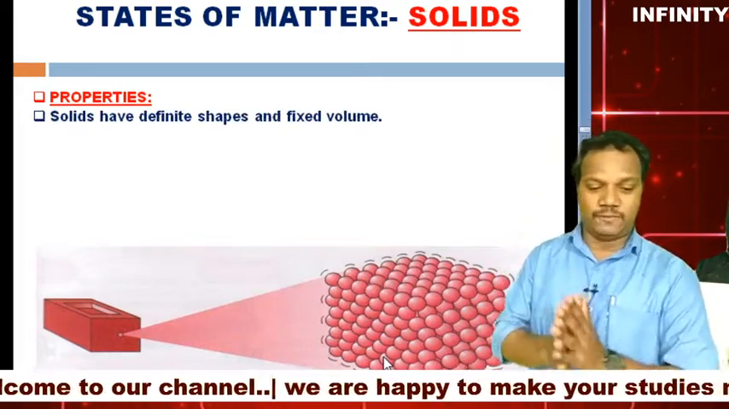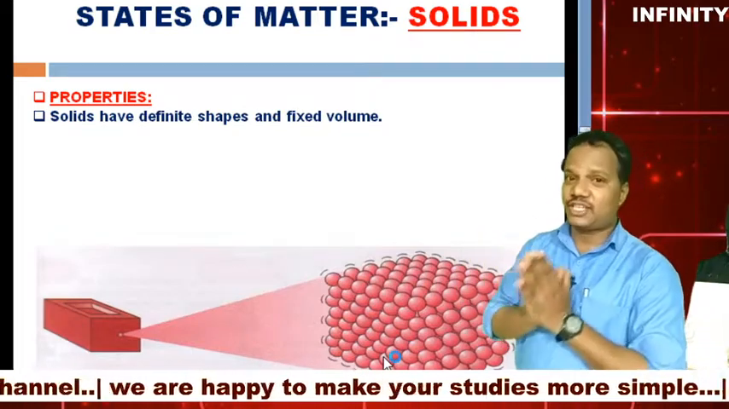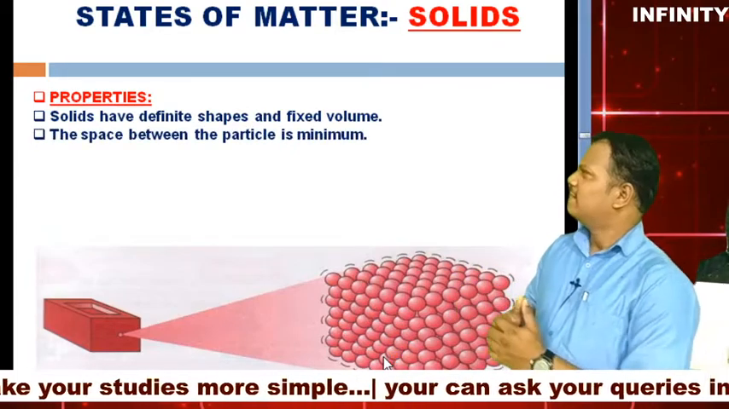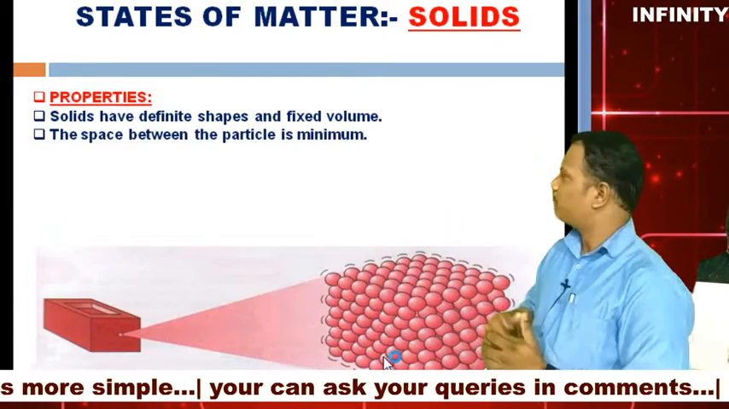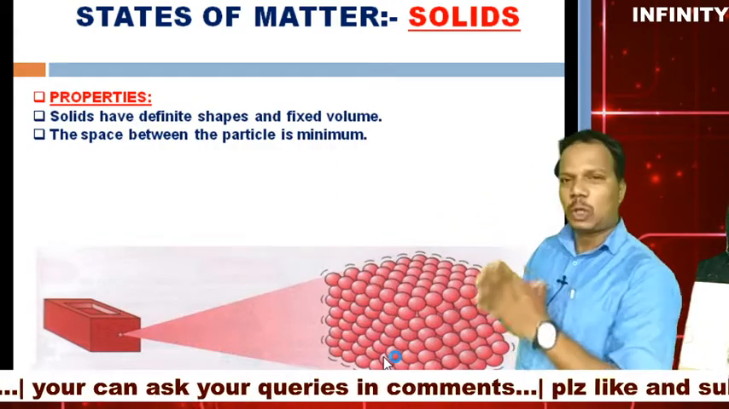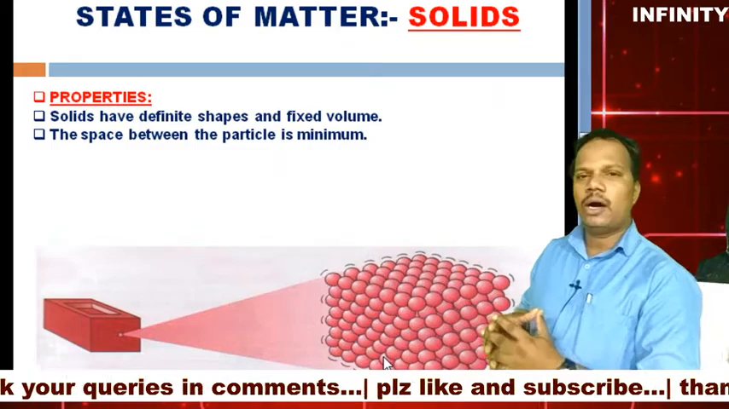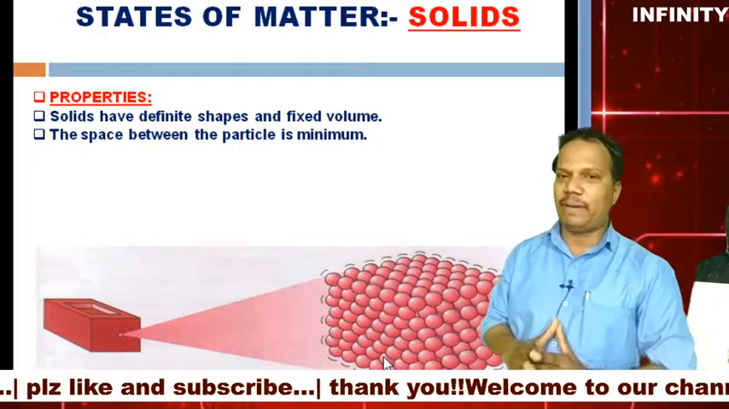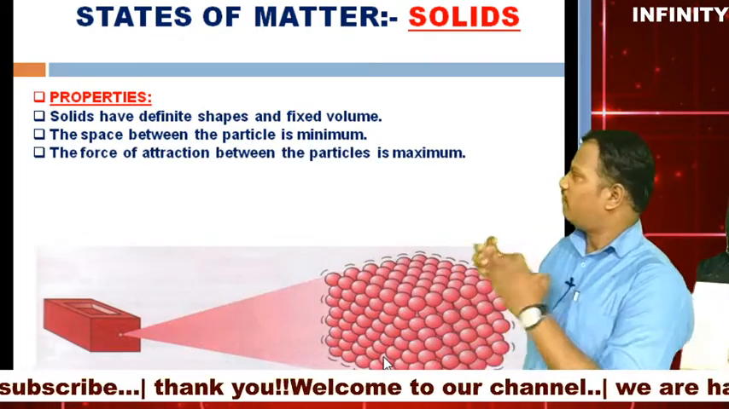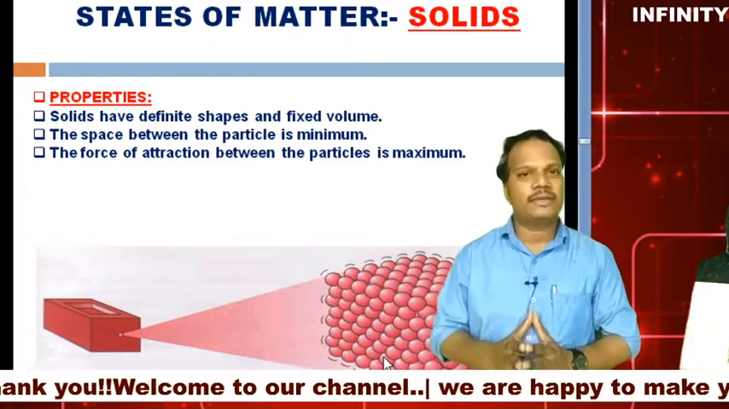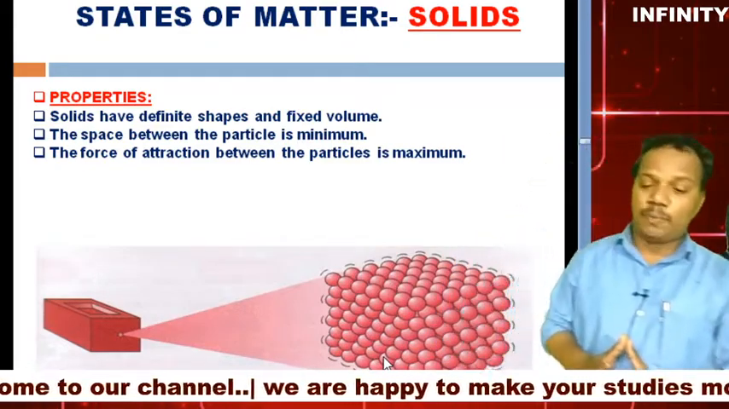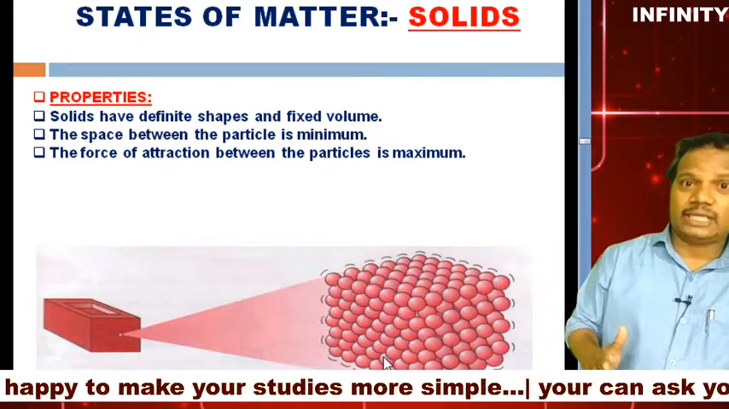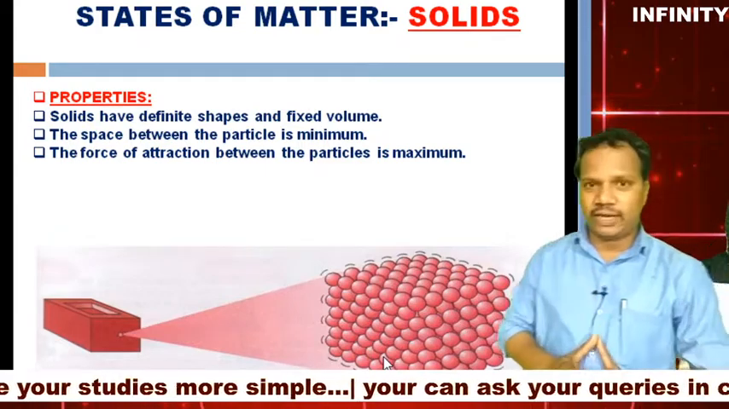The first property of solids is that solids have fixed shape and fixed volume. The second property of solids is that, as we can see here, the particles of a solid are very close, and therefore there is not much space. There is negligible or no space between the particles. The next is the force of attraction. Friends, you must have seen before that the particles of solids are held strongly, so solids are very difficult to break.